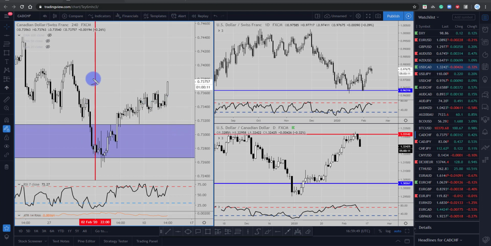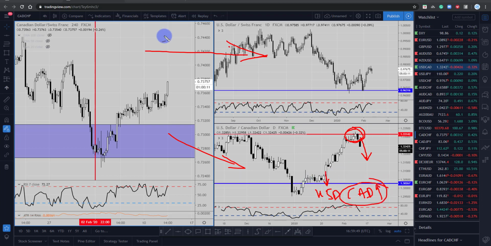So here I've got the Canadian Swiss on the left hand side, and basically this is made up of the dollar Swiss chart and the dollar CAD chart. Now, we spoke recently about looking for short opportunities on dollar CAD. Look for that breakdown here. That means dollar CAD moving lower means that either the dollar's getting weaker or the Canadian dollar's getting stronger.